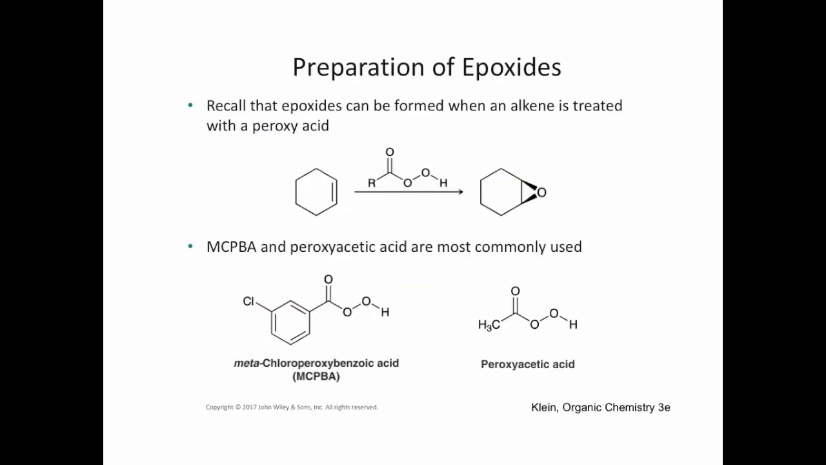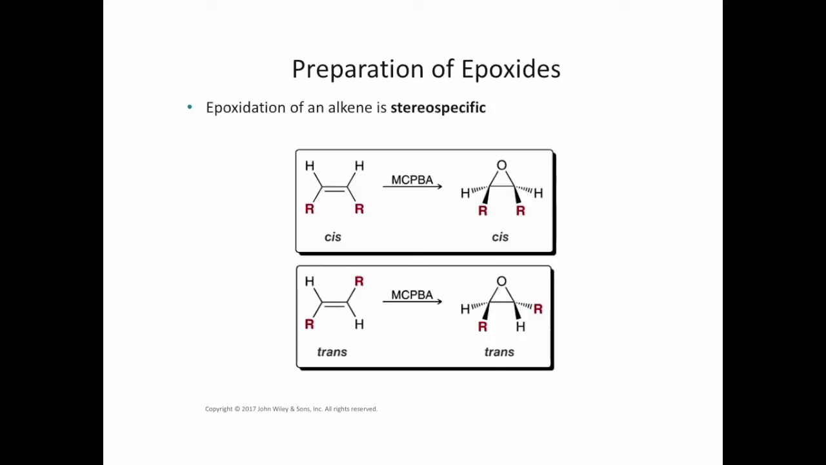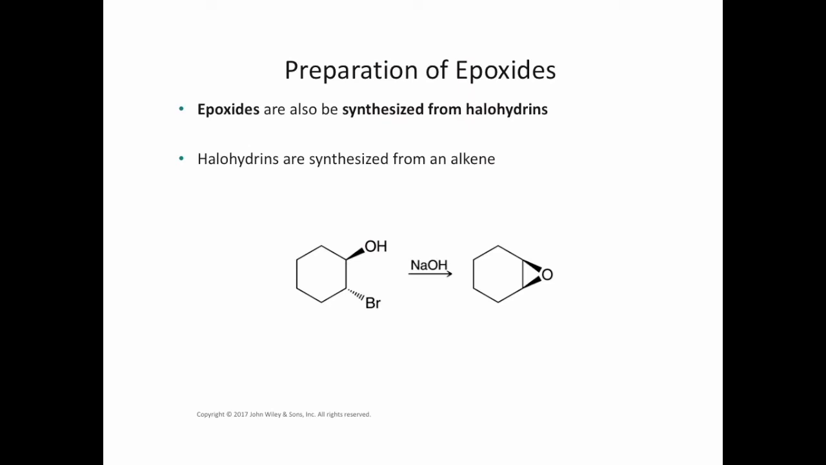Recall that we can make epoxides by reacting an alkene with mCPBA. And you may also recall that epoxidation is stereospecific, meaning if you start with R groups cis to each other in the beginning alkene, they are also cis to each other in the epoxide product. Similarly, if they start out trans, they also end up trans in the epoxide product. Epoxides can also be synthesized from a halohydrin. So this is a halohydrin, halo because it has a halogen, hydrin because it has an OH group.